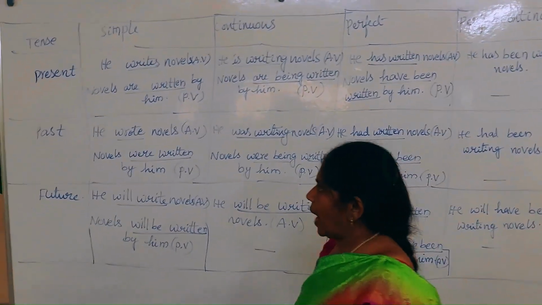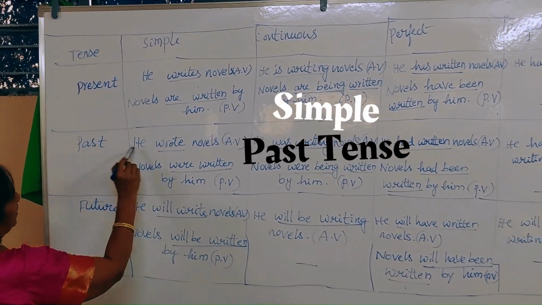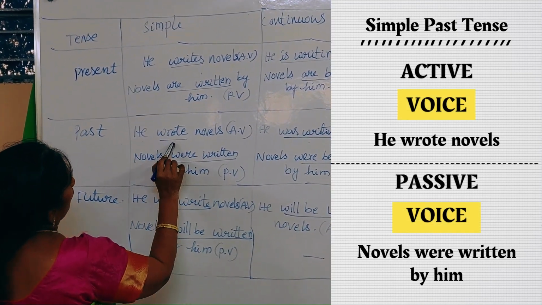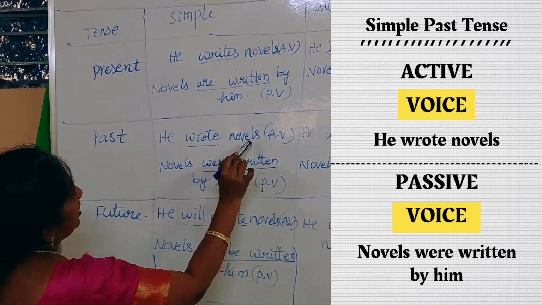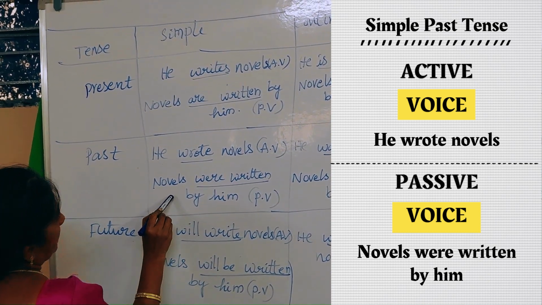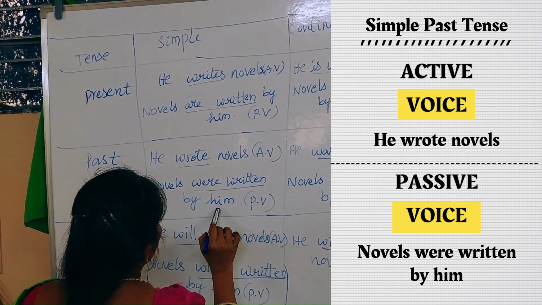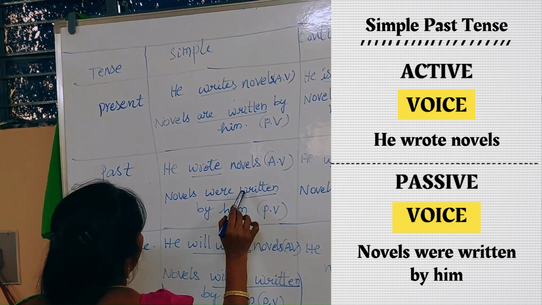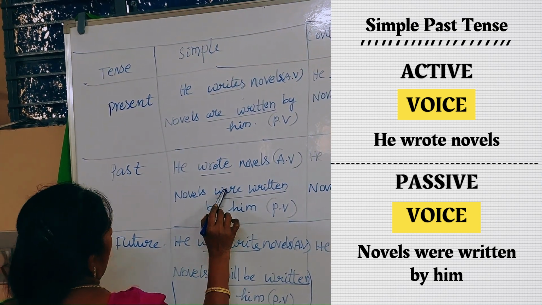Next, let us see past tense and its 4 forms. First, simple past tense. The simple past tense active sentence is he wrote novels. He is the subject, wrote is the V2 verb in past tense, and novels is the object. Novels, which is the object in active voice, became the subject in passive voice, and he, which is the subject in active voice, became him, the object in passive voice. And V2 wrote became were written, V3 written, and then the helping verb were is added as it is past tense.